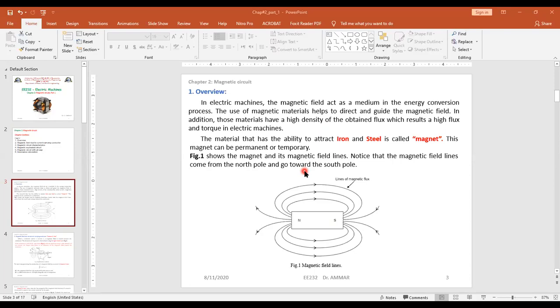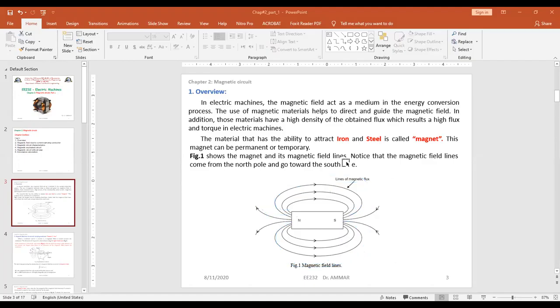So here, the magnetic field lines come from the North Pole to the South Pole, as you see in this figure. And there is a famous experiment to see those lines using iron filings, برادة الحديد. I think you have seen this experiment before.